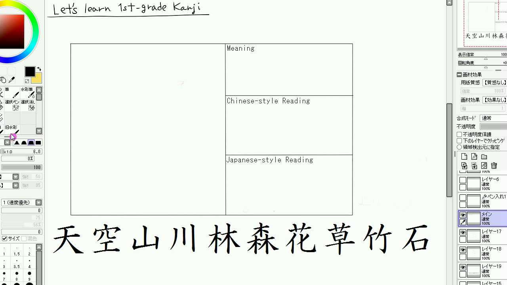Now this is the fourth video of the kanji lesson. So let's learn these 10 kanjis. And this time these kanjis are all words concerning nature again. So let's start with the first one.